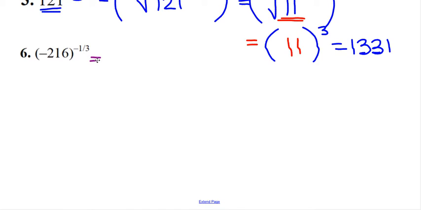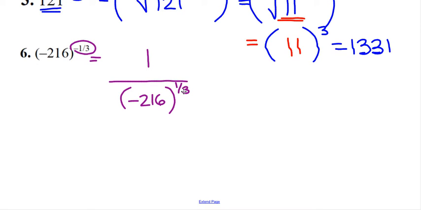All right. Now notice this one is a little different. It has a negative power. So remember negative powers, we have to flip it. It's going to be 1 over negative 216 raised to, now we're going to change it from a negative 1/3 to a positive 1/3 power. All right. So now let's continue on.